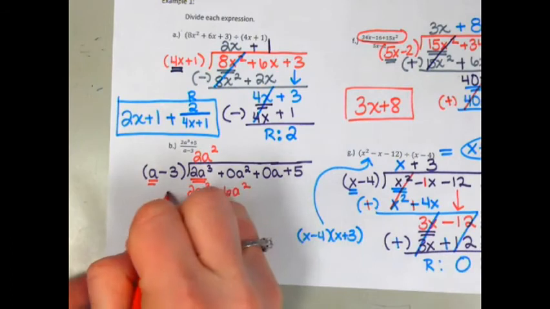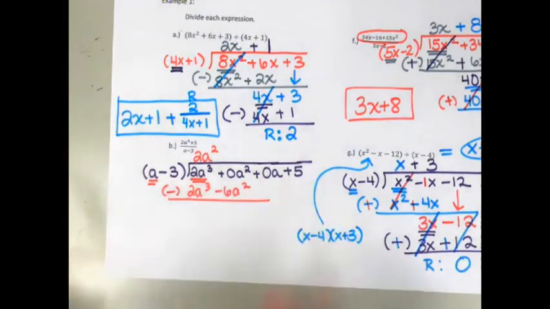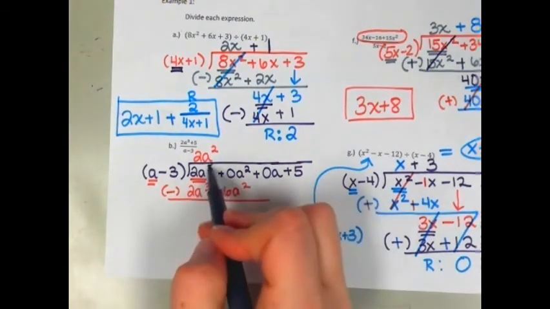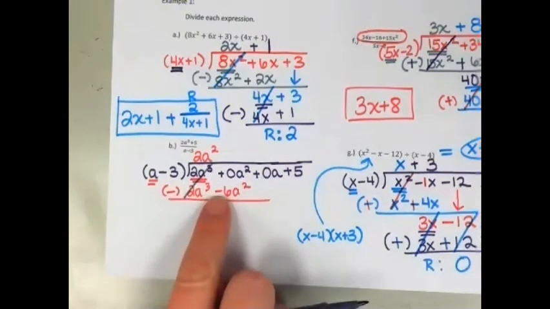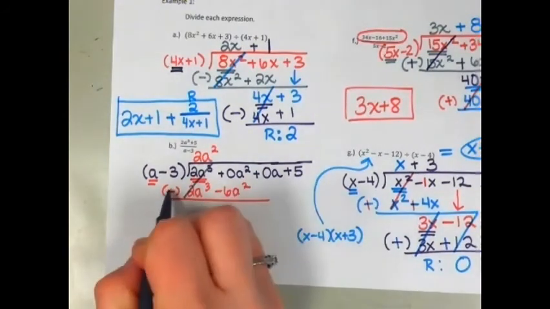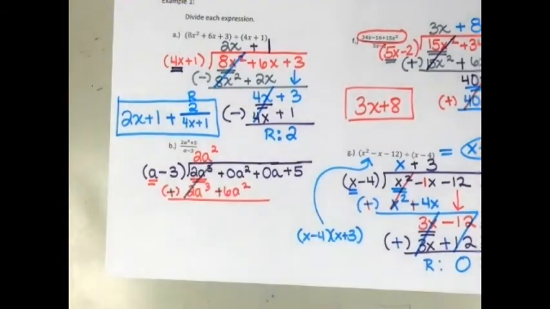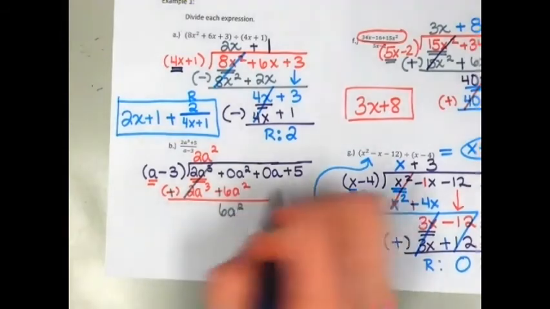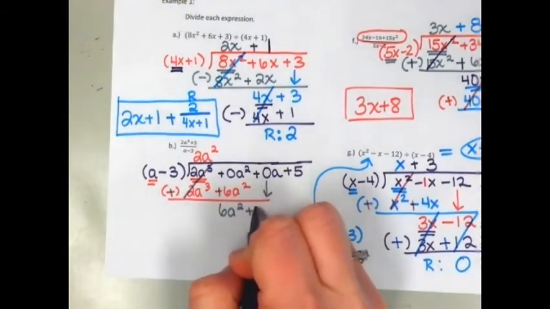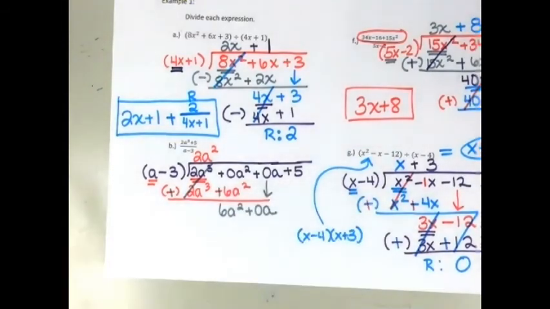Okay. And now we subtract. What's 2a cubed minus 2a cubed? 0, right? 0 minus a negative 6. So a negative and a negative make a positive. So what's 0 plus 6? 6a squared. Bring down the 0a. Okay. Is everyone okay with that so far? All right.